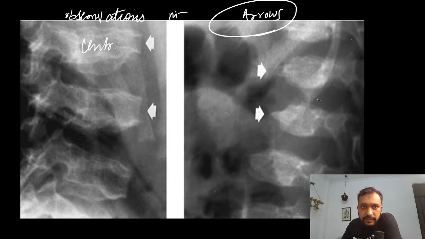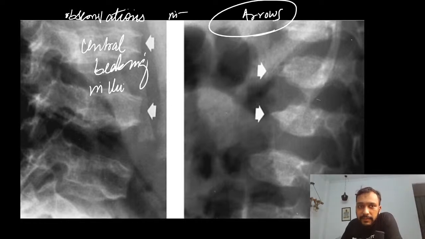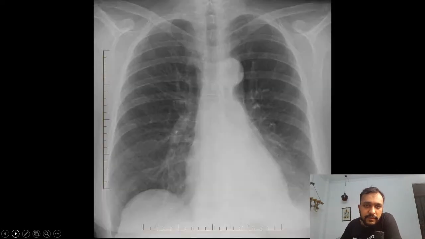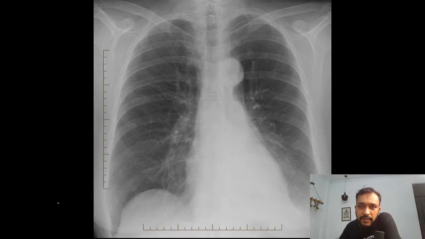So in this image there is characteristic central beaking in the vertebra. So guys, this central beaking in the vertebra is characteristically seen in Morquio disease, right? Central beaking in the vertebra is characteristically seen in Morquio disease. Okay?